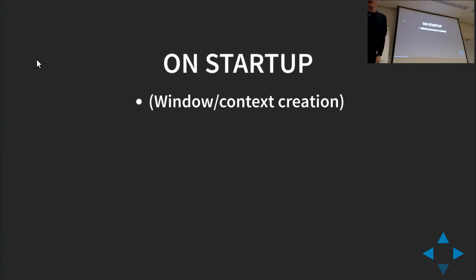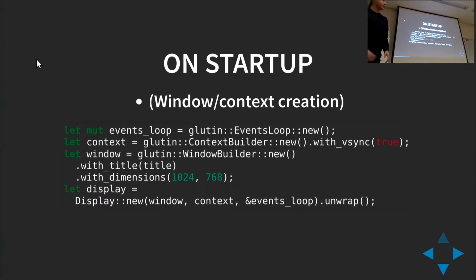So there are some things that you need to do on startup when your game starts. One of them is probably some kind of window context creation. This is not really something that IMGUI does or directly needs, but in practice, if you want to build something, you need to do this. So I just have some example code here, which uses the glutin library and Glium.